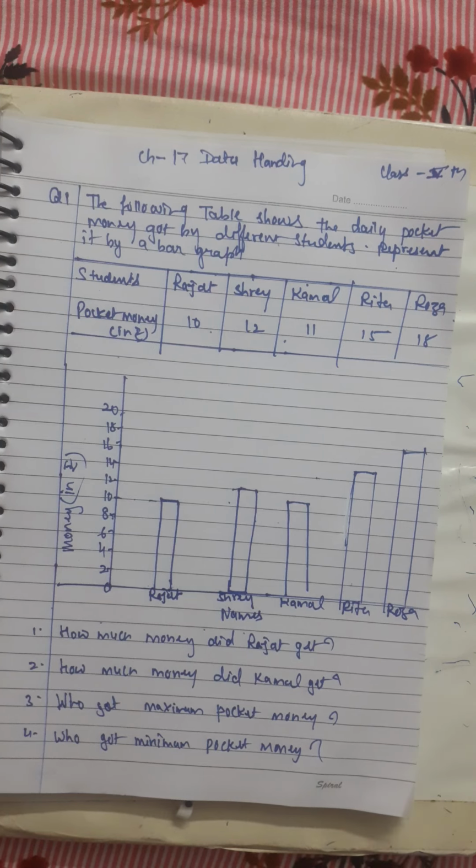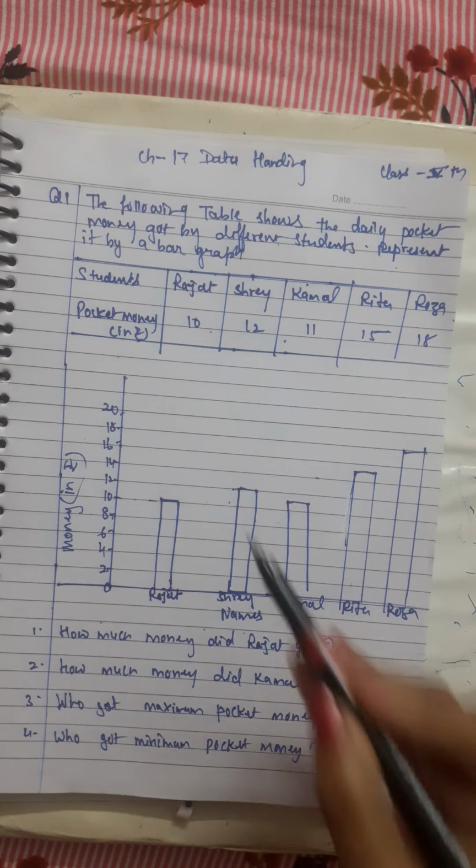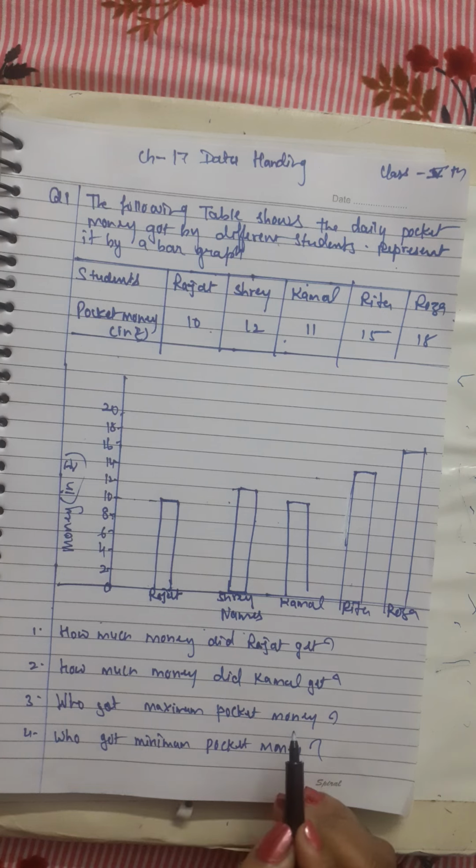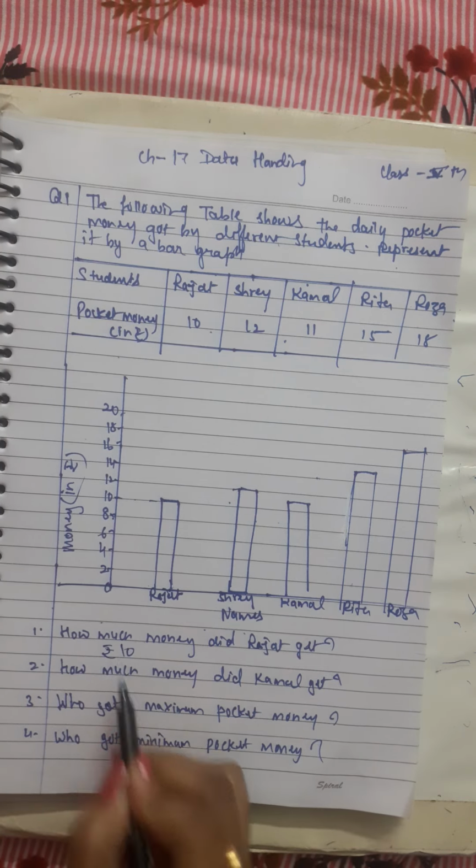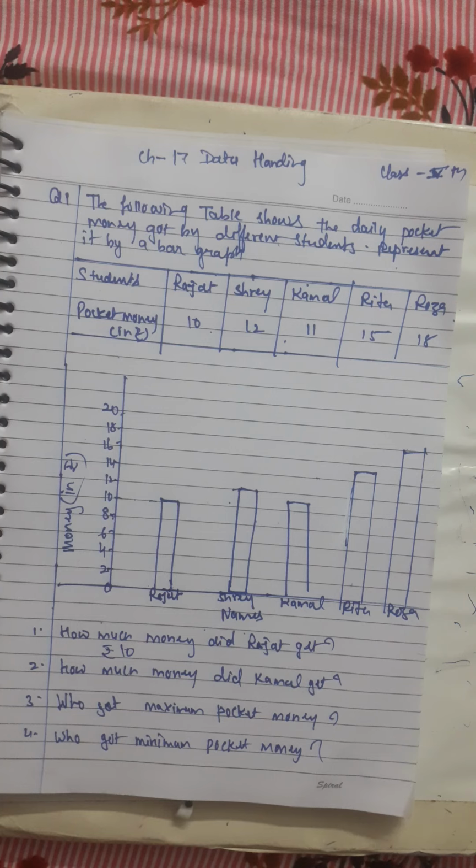Now we will find answers to the given questions. The first question is, how much money did Rajat get as pocket money? Rajat got 10 rupees as pocket money. How much money did Kamal get as pocket money? Kamal got 11 rupees as pocket money, so we will write rupees 11.